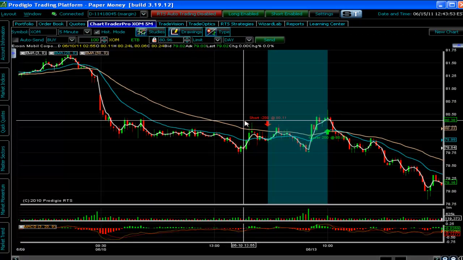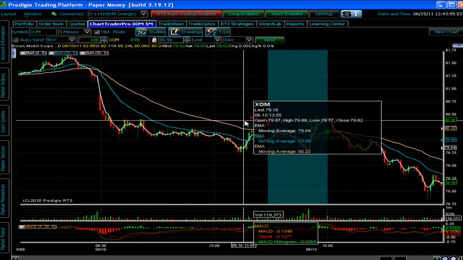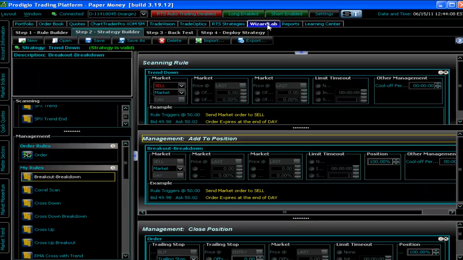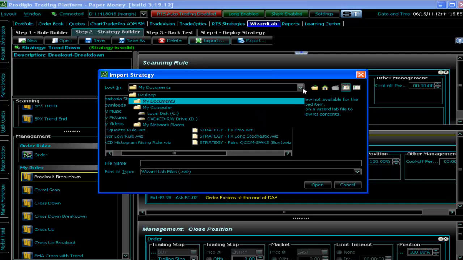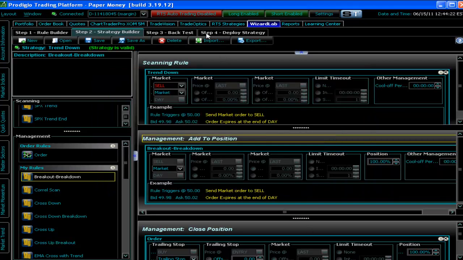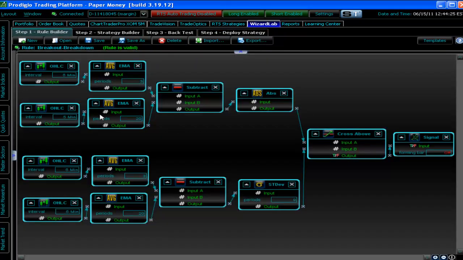Right, so this rule, I'm going to post this out there right on the website at www.prodigiorts.net. That'll be up there on the blog, and you can just import that right into your Prodigio Wizard Lab. And to import that, I'll put the whole strategy down here. You can go into Wizard Lab, and once you've saved it to your computer, you just go right into import, and this is starting in my My Documents folder, but you just point right at the strategy and hit open, and that's going to import it in for you. So here's the rule as it applies to just the exponential moving average.